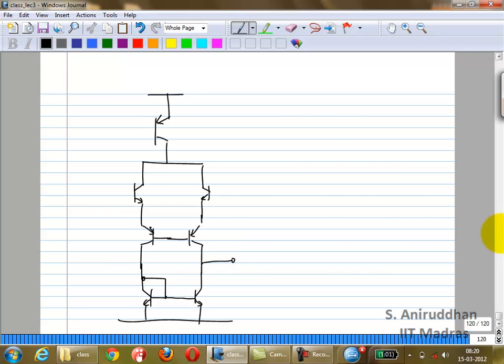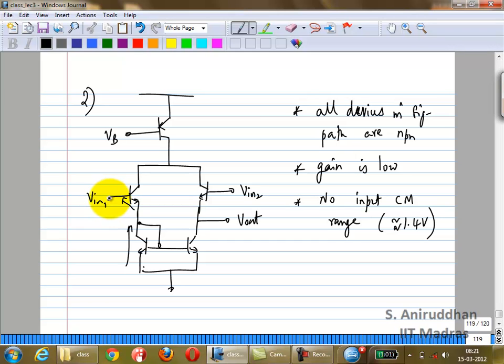What is V in 1? What is V in 1 common mode? What can it be? It has to be VB3 plus VB1. It cannot move from that actually a lot. Even if your supplies are much larger, 15 volts, your input V in 1 has to be always stuck at VB1 plus VB3, which is 1.4 volts. So you can't do anything about that.